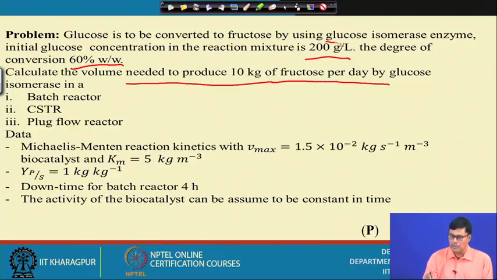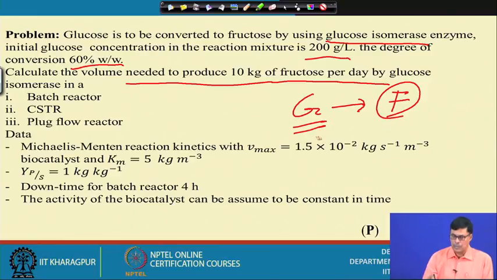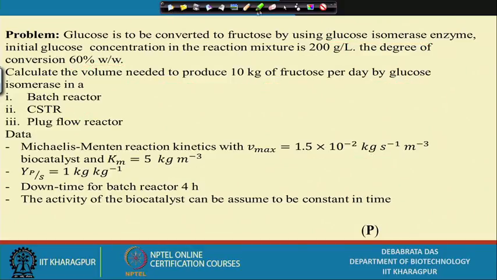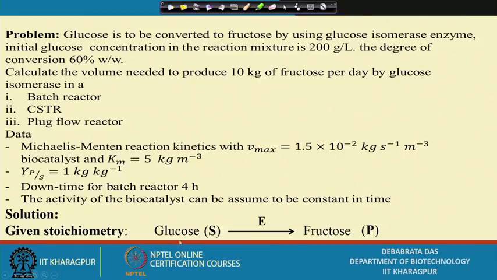Now, the enzyme we use is glucose isomerase. Glucose is converted to fructose, and fructose is 10 times sweeter than glucose, so this is used largely in the confectionery industry. With this particular reaction, we want to find out which reactor will be good: the batch reactor, CSTR or plug flow reactor. Vmax, Km and other values are given in the problem. The basic stoichiometry is that 1 mole of glucose produces 1 mole of fructose.